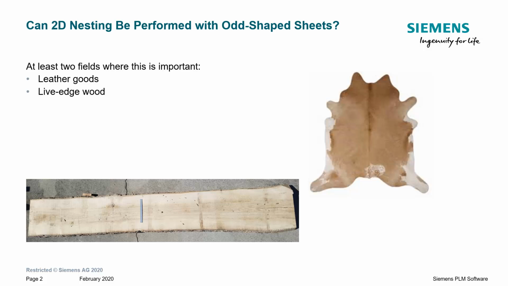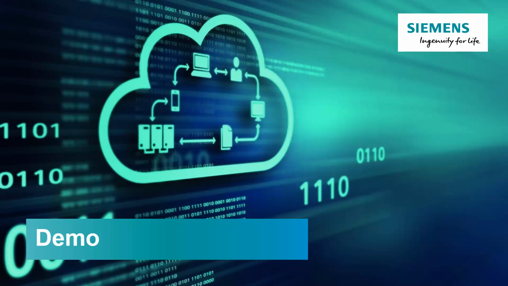I received a question the other day: can 2D nesting be performed with odd shaped sheets? There are a couple of areas where this might be important. For example, if you're using leather goods, obviously the exterior shape of the hide will be different with each animal. Also, live edge wood, if you want to nest into that, could result in a problem where you need to know exactly what the outside shape looks like. The answer is yes, we can do this, and I'm going to show you how in this demo. Let's get started.